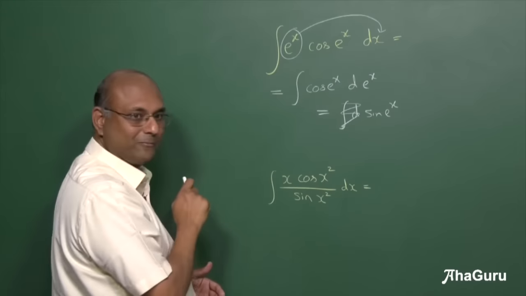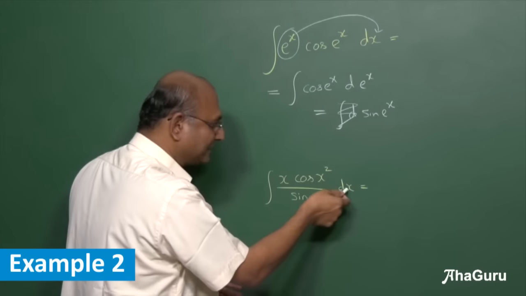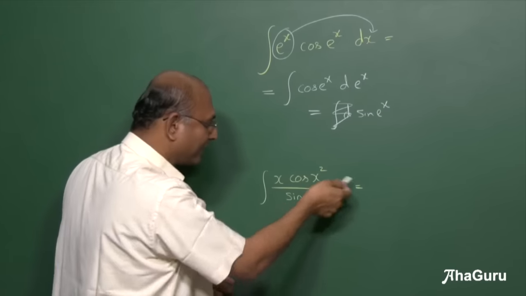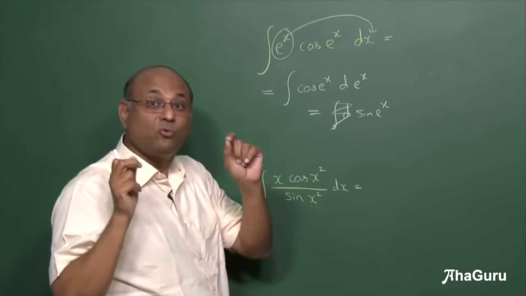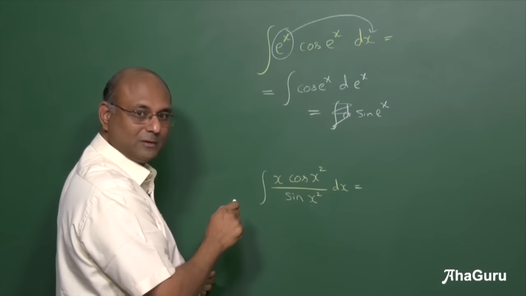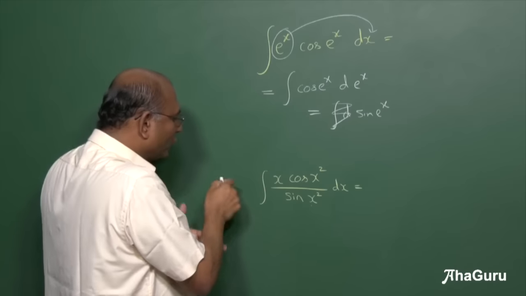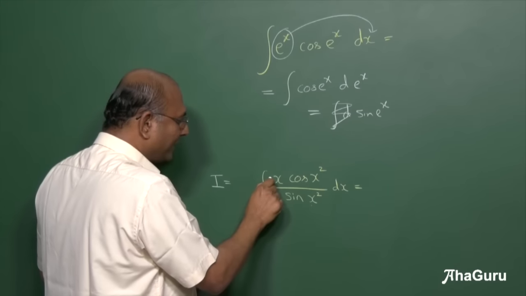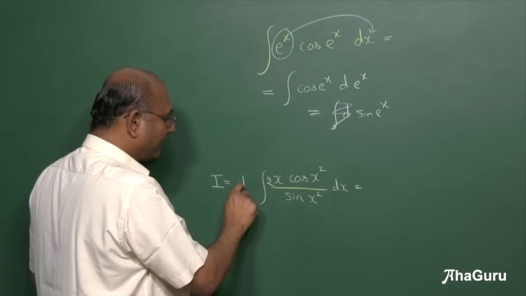Let us take this fellow. Now if I take this one, I can't push cos x square because this is x, this is also x square. Can't do anything. Let us take x and try and push it inside. Now you know that 2x dx is d of x square. I need to have a 2 because d of x square will be 2x dx. How do I get a 2? So let's take this question as I. If I need a 2, I put a 2, and 1 by 2.